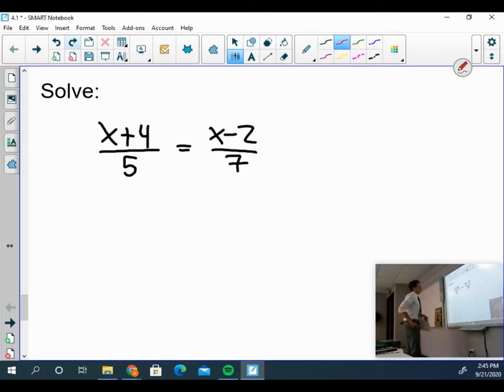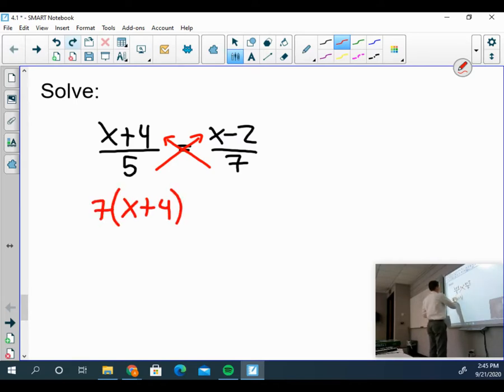You see, I want to get the variable by itself, but before I do, I want to get rid of the fractions. So what I could do here is multiply across the equal sign diagonally and then solve from there. So I multiply x plus 4 times 7, and I multiply 5 by x minus 2.